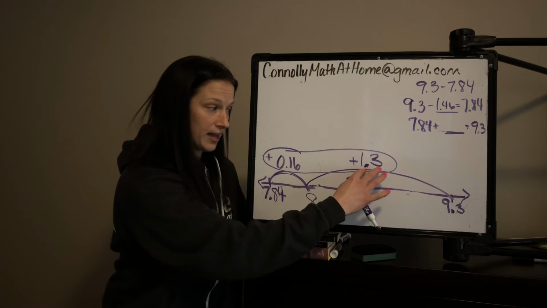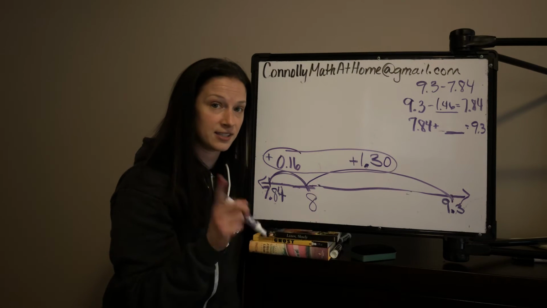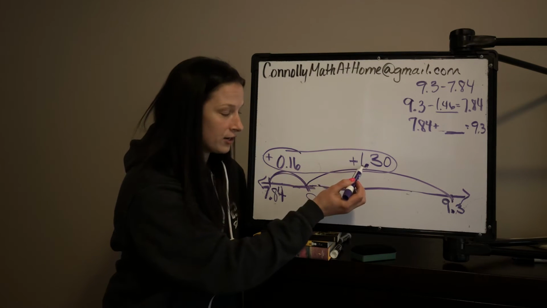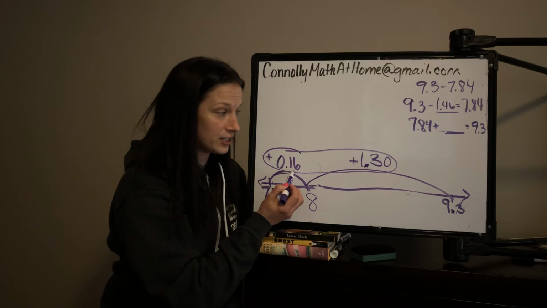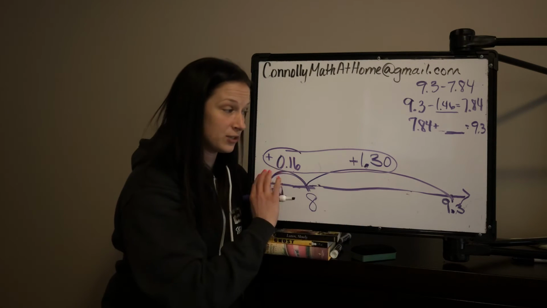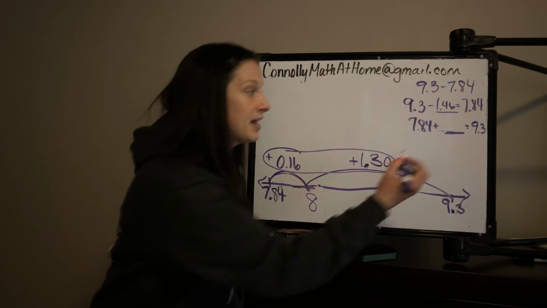So again, we have 1 3/10, which is equivalent to 1 and 30/100. Stay tuned, I'm going to go over equivalencies in another video. 1 and 30/100 plus 16/100 gets us 1 and 46/100. So as you can see, the distance going this way and going this way was exactly the same.